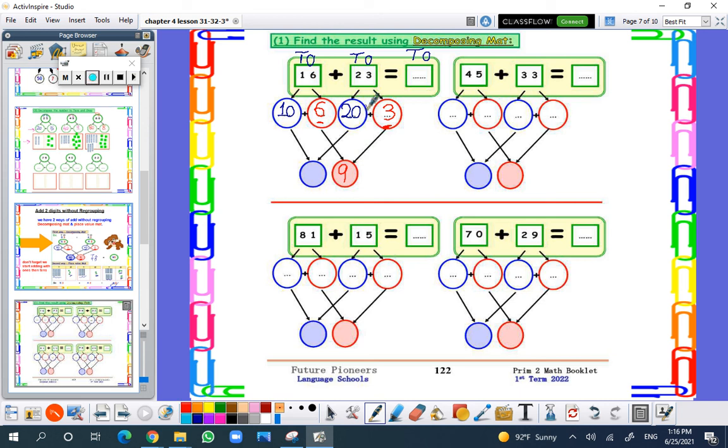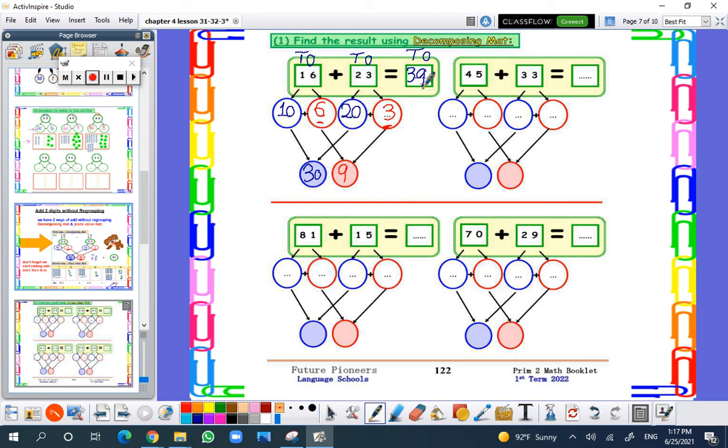And the blue ball represents the tens. 10 plus 20 equals 30. So I'm going to write 30 on the blue. Then I need to write the number 39. So I'm going to write 3 on the tens and 9 on the ones. So the answer will be 39.